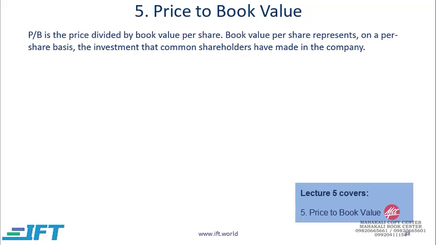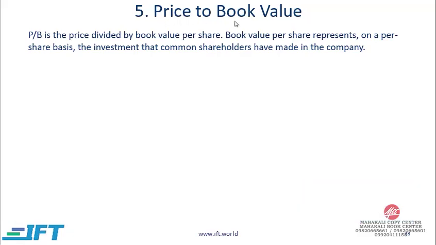All right, we are done with PE finally. Now we move on to price to book value. Price to book is the price divided by book value per share. So in all these multiples, the numerator is always the current stock price. It's only the denominator which is changing. Book value per share represents, on a per share basis, the investment that common shareholders have made in the company.